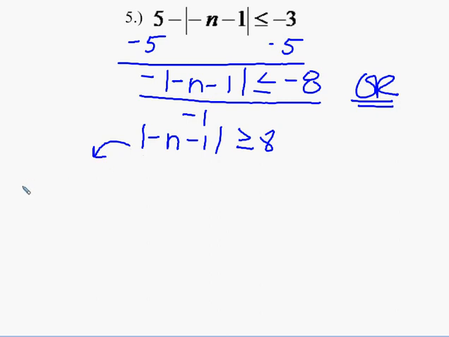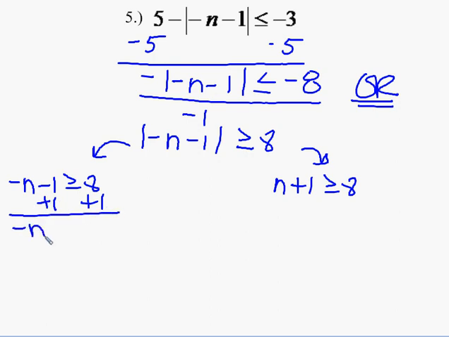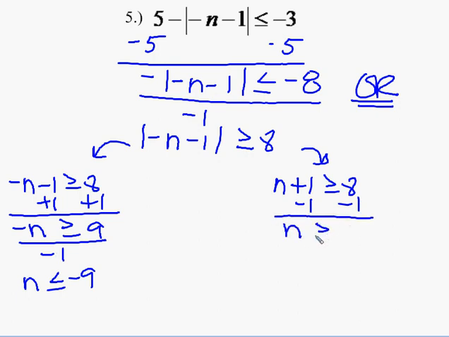Now we're going to go ahead and write our two equations. And then change your signs. So add 1, and then divide by -1 and flip that inequality. And then subtract 1 on the other inequality. So we have our two inequalities. We have to write as an or compound. So remember, all the values of n such that.